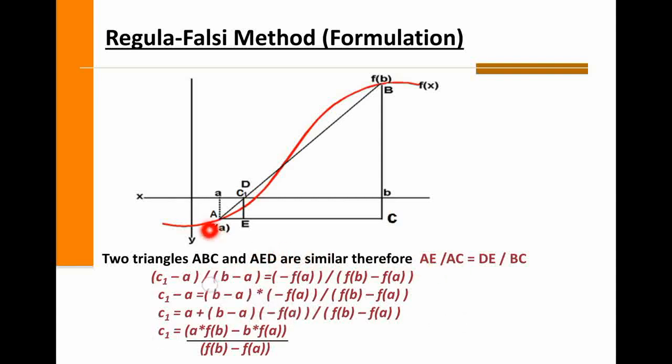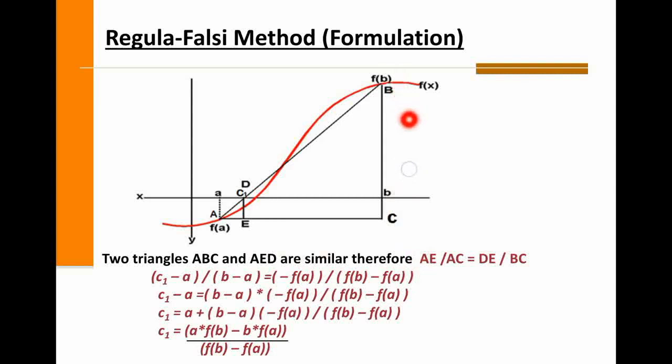So AE is the base of the smaller triangle and AC is the base of the bigger triangle. The ratio of AE over AC is equal to the ratio of their perpendiculars, that is, the ratio of DE and BC, right? Now just simply write the values. What is AE? It is C1 minus A, right? Now what is the value of AC? AC is B minus A, right? So I have just substituted all the values.